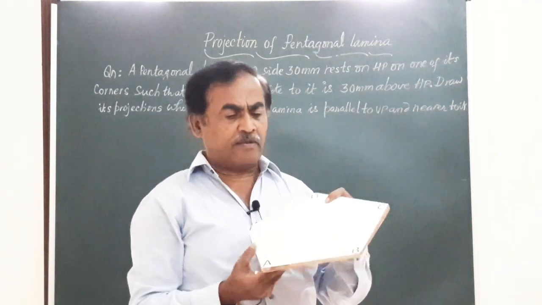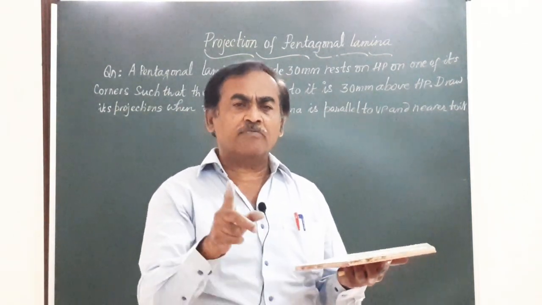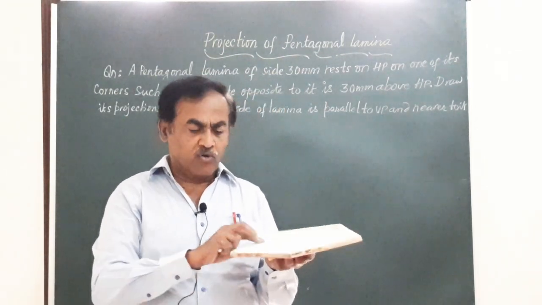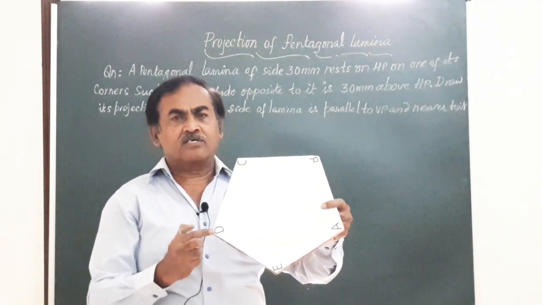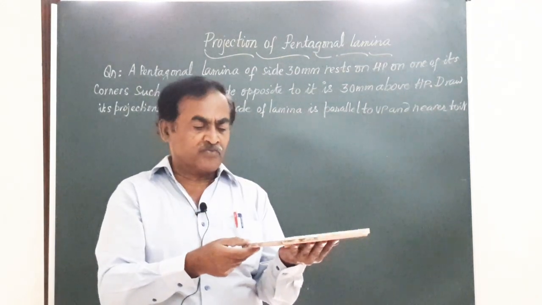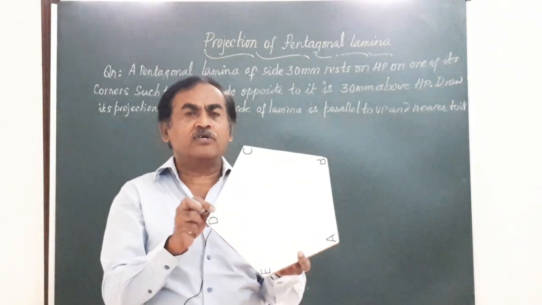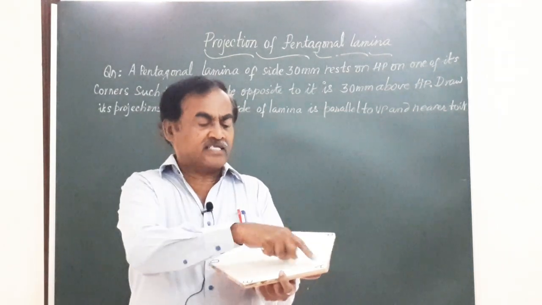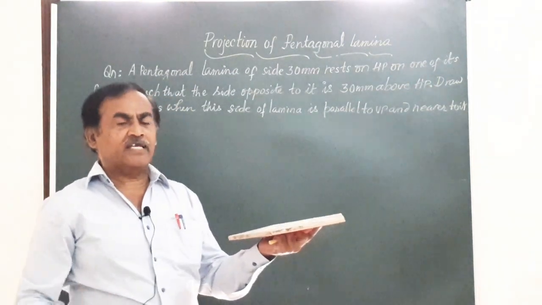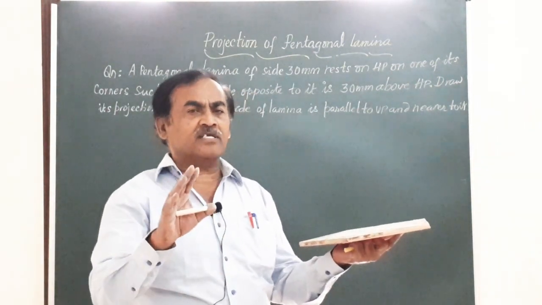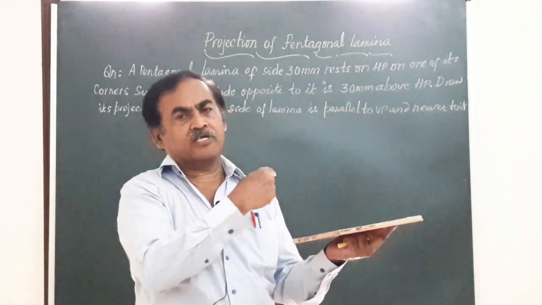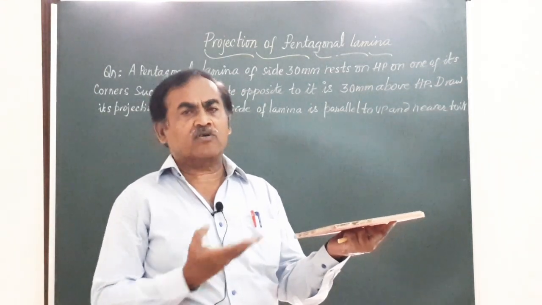And it says the lamina is resting on HP. Remember, whenever the lamina is resting on HP on one of the corners, that corner should come to your left, that is, the left side of the observers. So when you place that, this D, the corner, should come to your left end, and to the right side you have got that edge AB which is perpendicular to VP. So in any of these laminae, whether it is resting on HP or on VP, one of the sides should be perpendicular to the VP or HP depending on the situation.